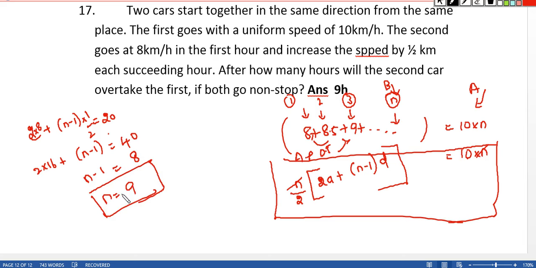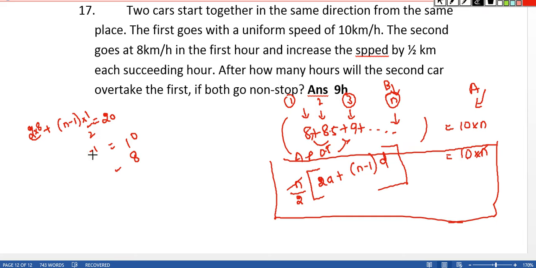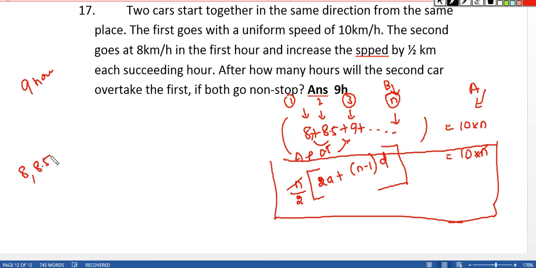If you want to, you can verify this manually. How do you verify this manually? I have got my answer through this formula, which gives me my answer as 9 hours. So for 9, first hour you would have traveled 8 kilometers, second hour 8.5, third hour 9, 9.5, 10, 10.5. This is 1, 2, 3, 4, 5, 6, 7, 8, 9.